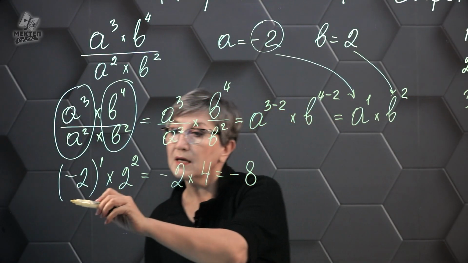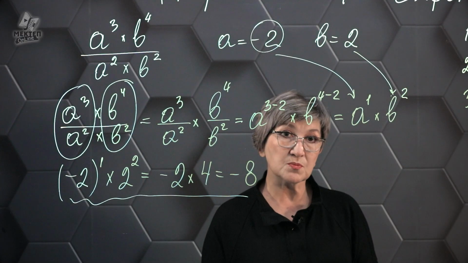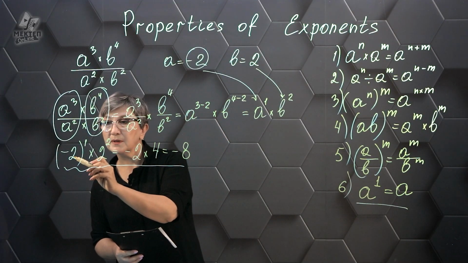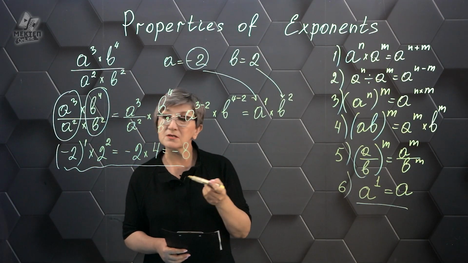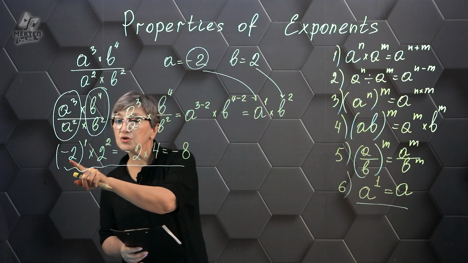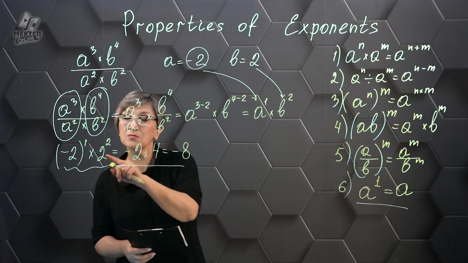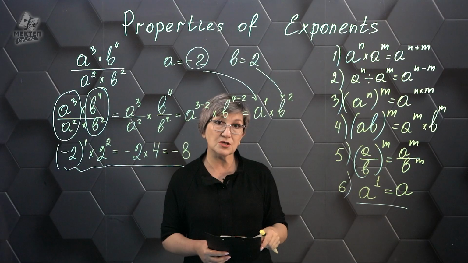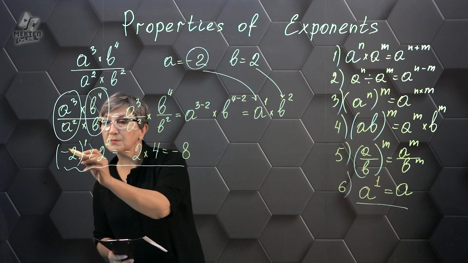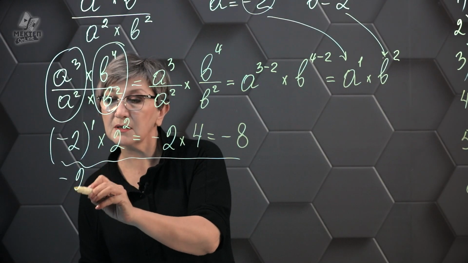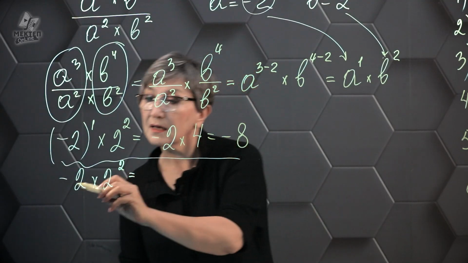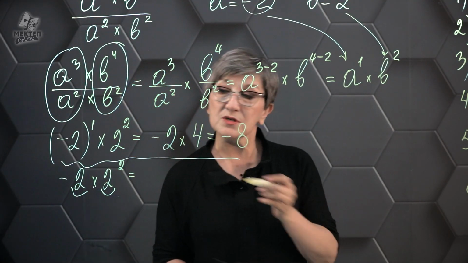But there's another way to solve this problem. What am I paying attention to? If I apply the same property, I'll pay attention to the base, but in the first multiplier the base is -2, and in the second the base is 2. These are different numbers, but I can convert and write it down as follows: -2 to the first degree is the number -2 times 2 squared.